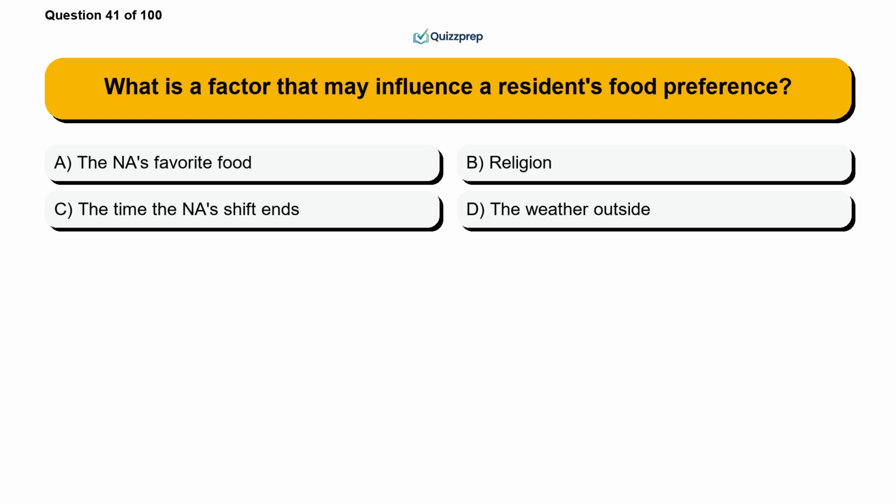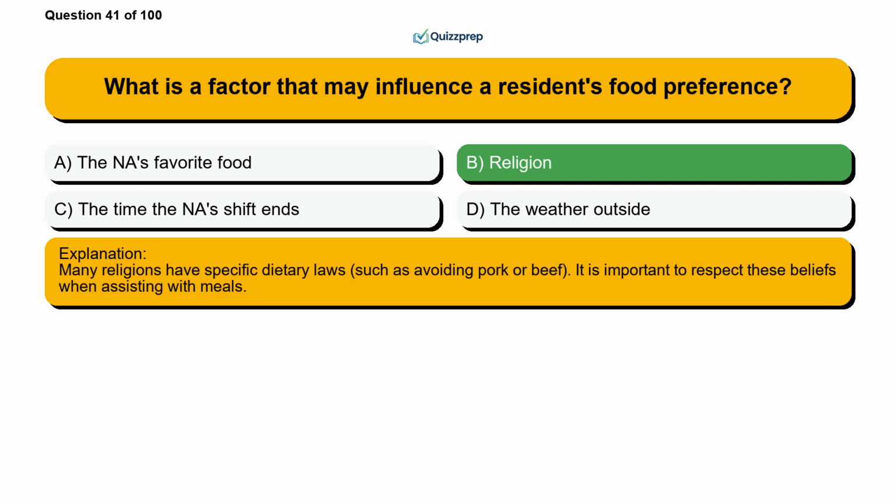The time the NA's shift ends. Option D. The weather outside. The correct answer is option B. Religion. Many religions have specific dietary laws, such as avoiding pork or beef. It is important to respect these beliefs when assisting with meals.